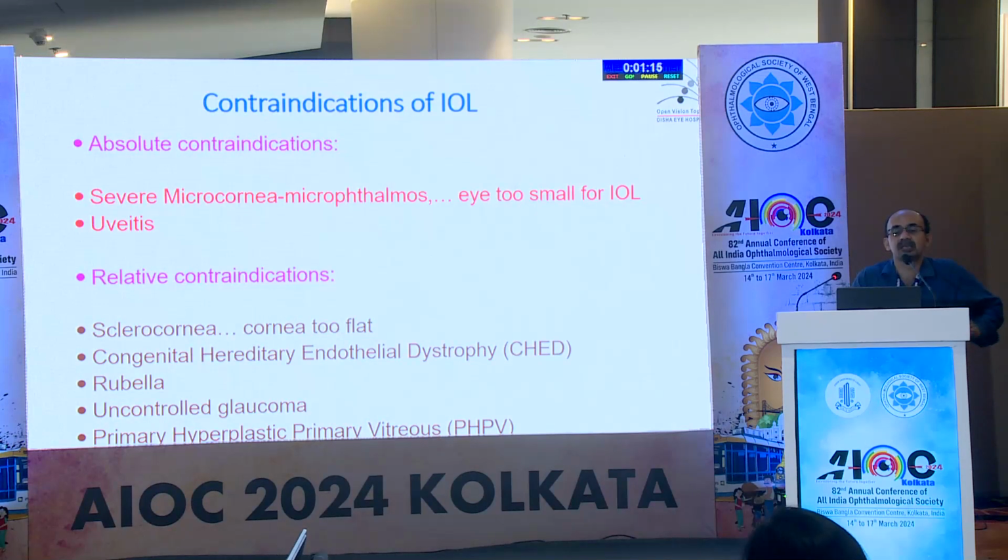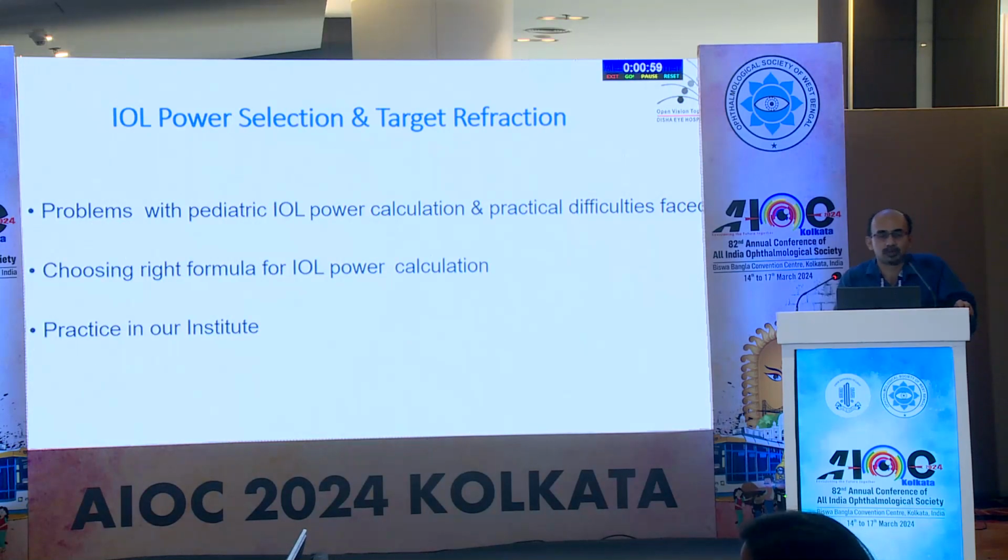These are a few contraindications of IOL. Absolute ones are usually severe microcornea and microphthalmos, when the eye is too small, less than 9 millimeter horizontal white to white diameter. I usually don't go for a lens in this case. And there are some relative contraindications. So the most problematic part is IOL power selection and target refraction.